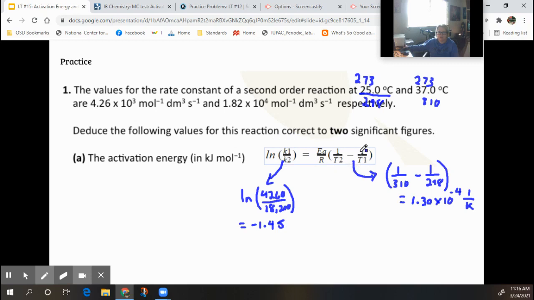I know a value that goes into the reciprocal difference of the temperatures here. And now I'm ready to solve for the activation energy. So I'm going to say negative 1.45 equals Ea, that's what I'm solving for, divided by the universal gas constant times 1.30 times 10 to the negative fourth. I'm going to divide both sides by 1.30 times 10 to the negative fourth.